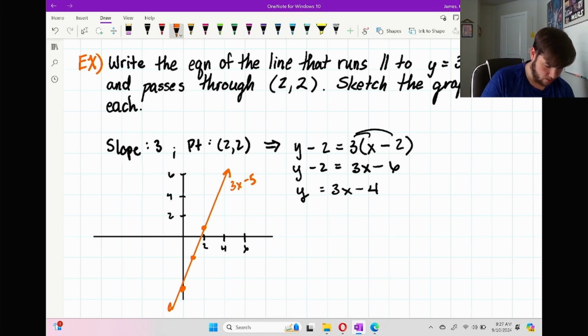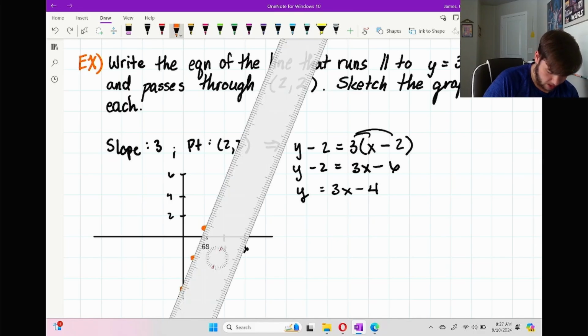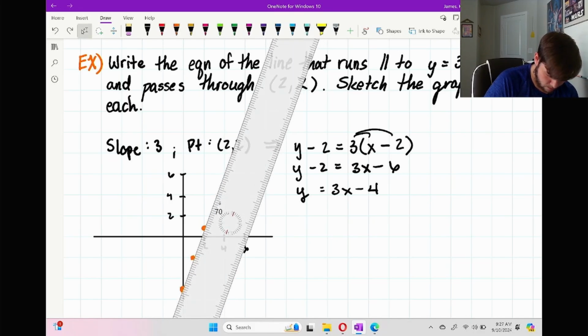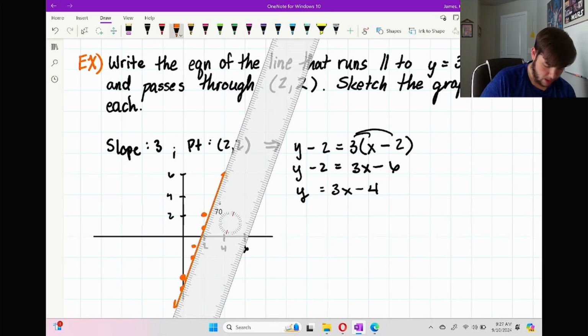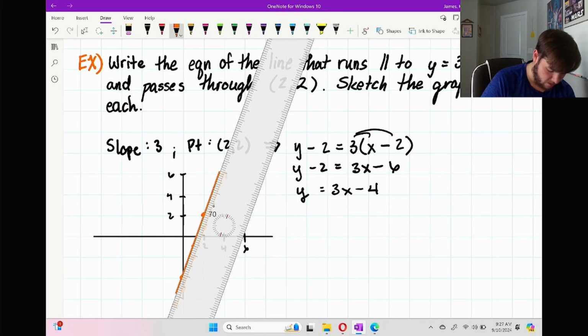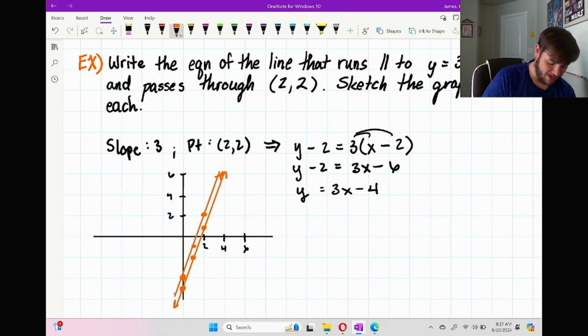So I go down to, and I actually need to fix that a little bit here. There we go. My y-intercept is at -4. Slope is the same. Rise 3, run 1, and so on. And these lines are a little bit close to each other there, but notice that they never intersect each other. That's a really cool property of parallel lines.